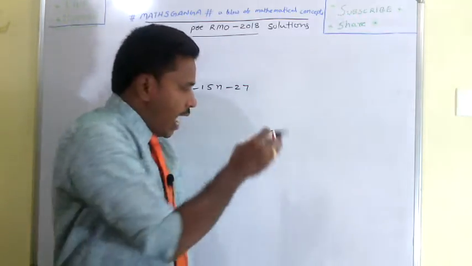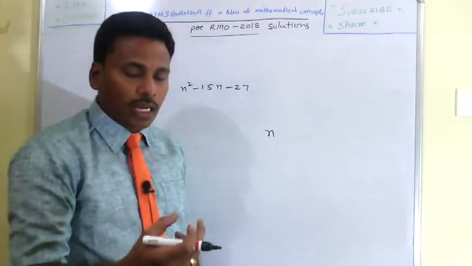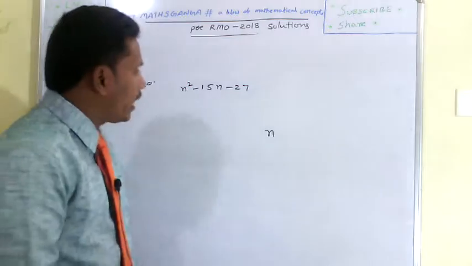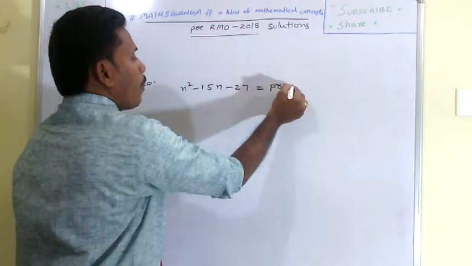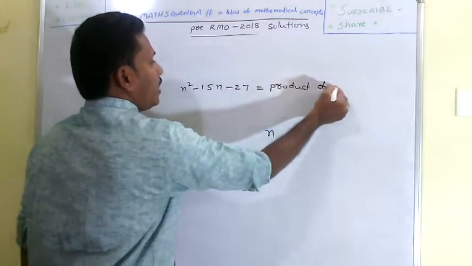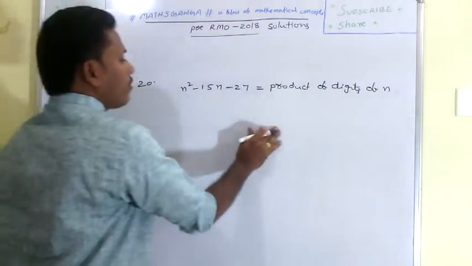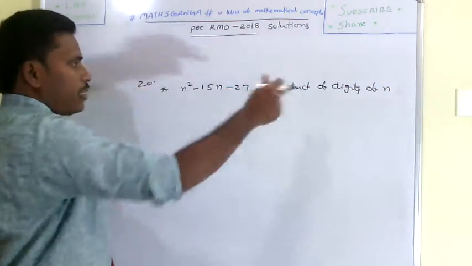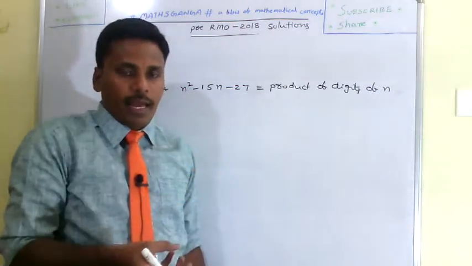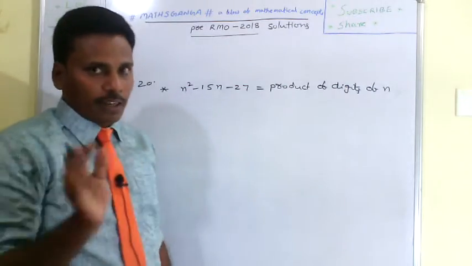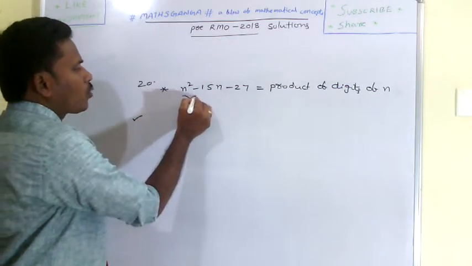What is the question? n is a number having a certain number of digits. If you multiply all the digits of n, the product of all those digits equals n square minus 15n minus 27. So to satisfy this particular rule of n, we need to find the values of n. After that, we need to add all those values. That was another part. First, what I am going to do is take n square minus 15n minus 27 as the product of the digits.